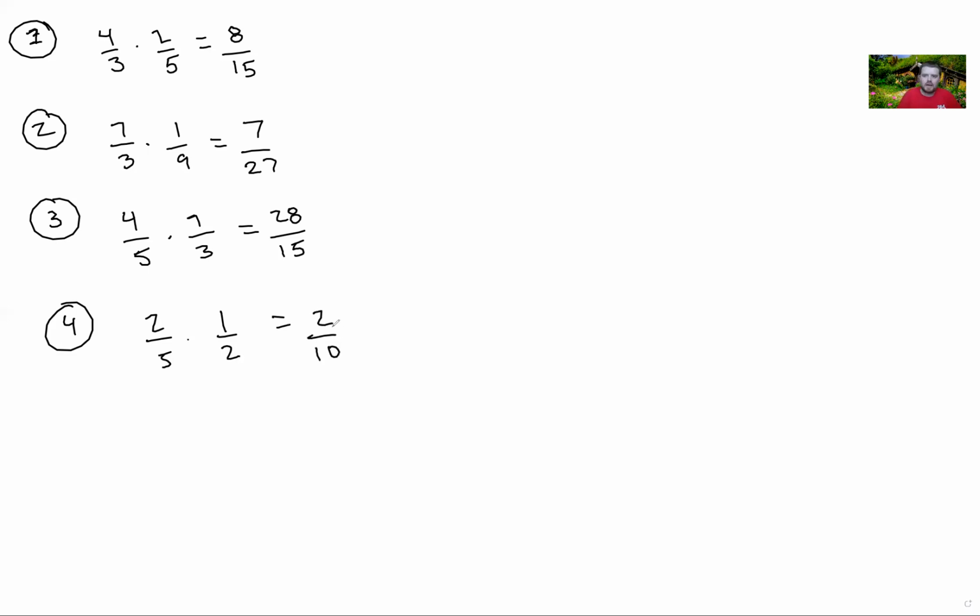When we reduce fractions, we're looking for any common factors in the numerator and the denominator. So because the top and bottom here are both multiples of 2, I could divide top and bottom by 2 to make this 1/5. So it's a way of simplifying the fraction, putting it in the least terms possible.